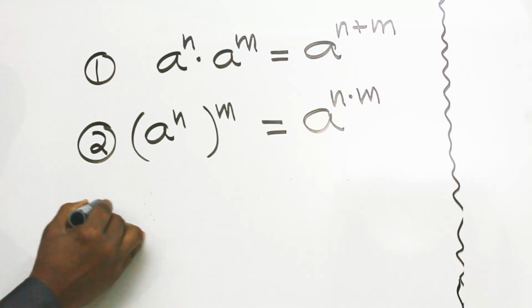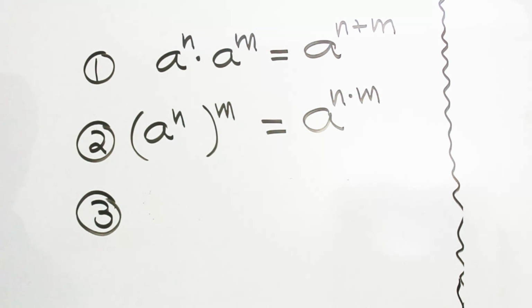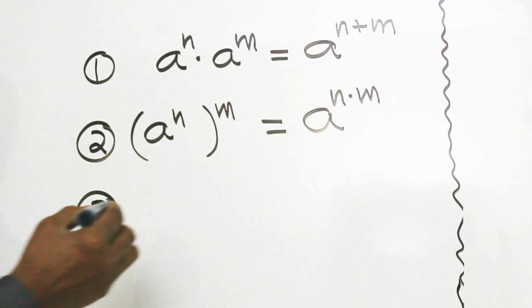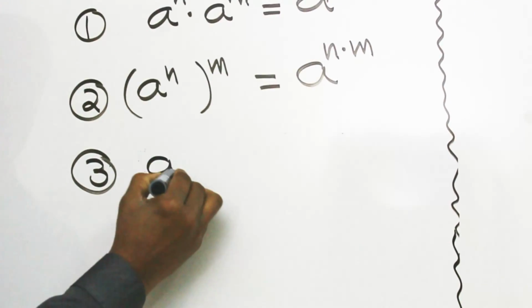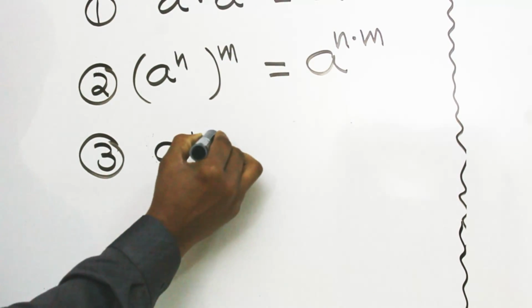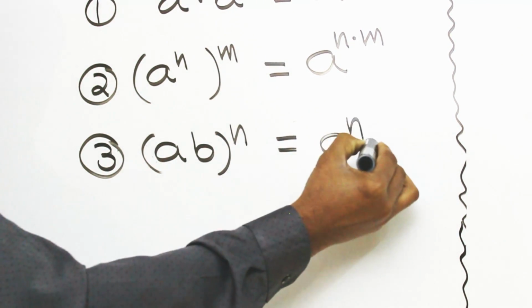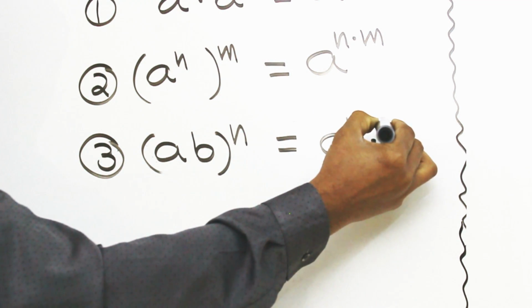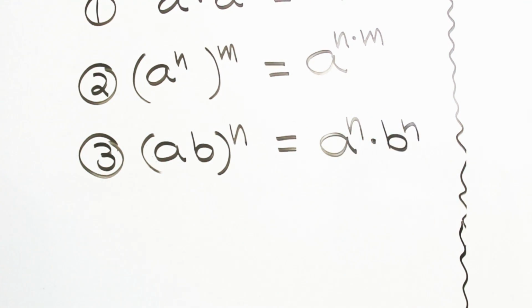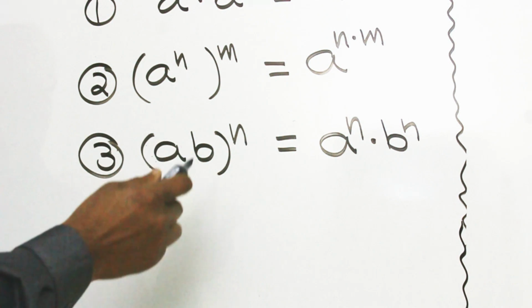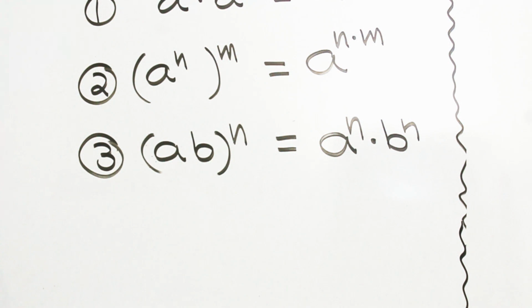Another rule, rule number three: ab all power n is equal to a power n and b power n. Which means if you have two numbers or two letters in the bracket, you have to give the power to each letter or number. So we'll check some examples one by one.